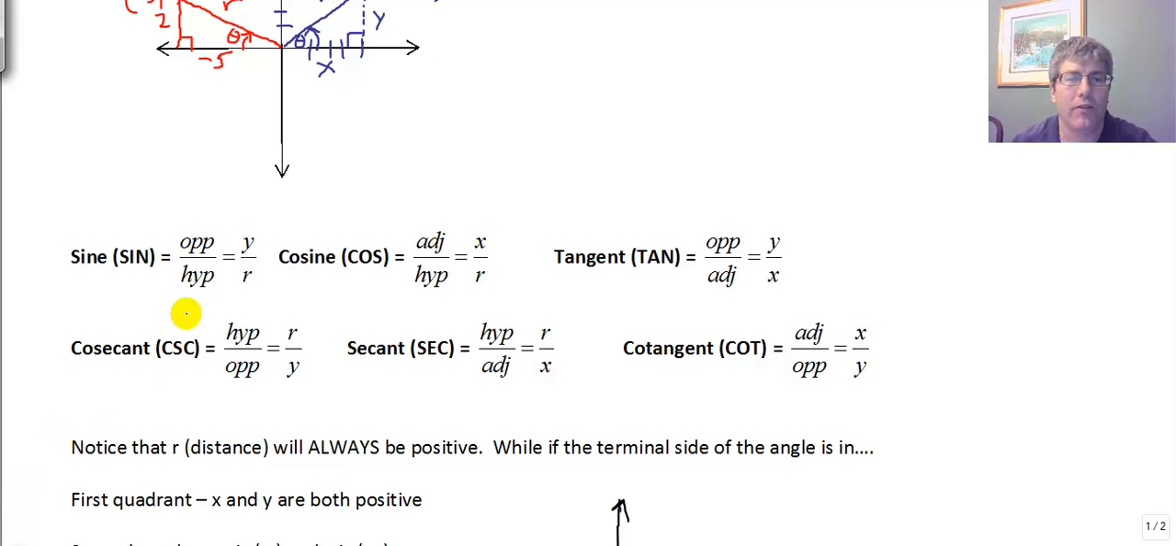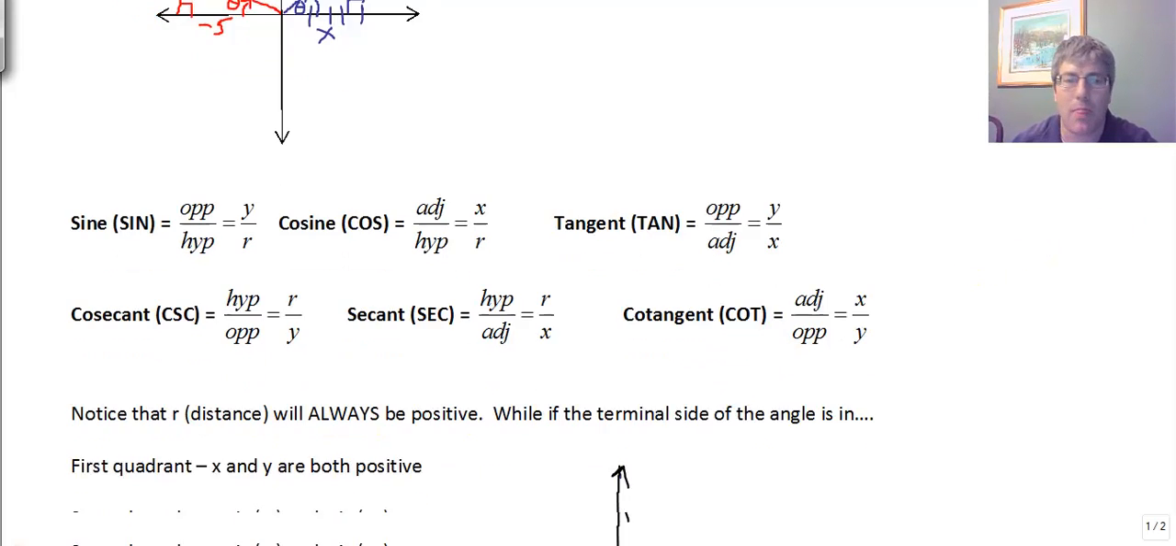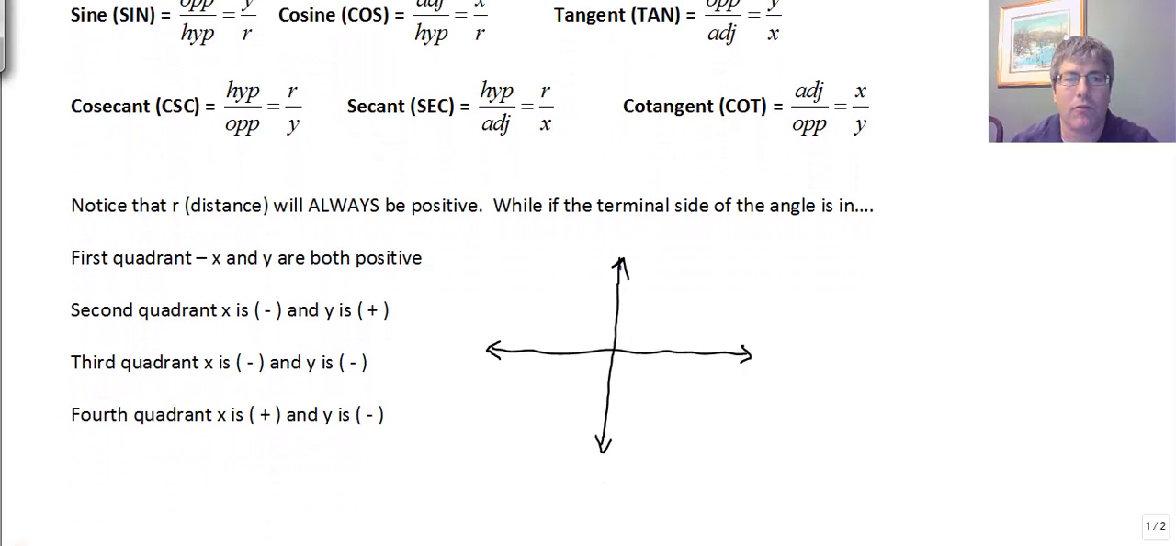And also notice that no matter where r is, r will always be positive because distance is positive. So while the terminal side of the angle might be in, say, the first quadrant, x and y are both positive, and so is r. So in the first quadrant, remember our ordered pairs, x and y, are positive, positive.